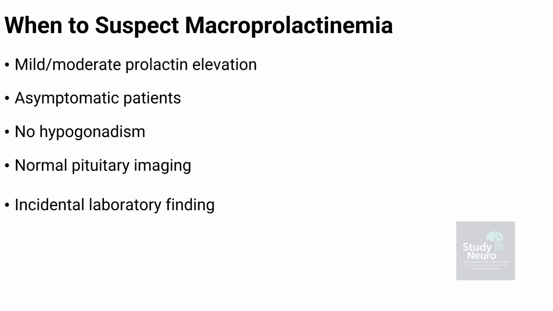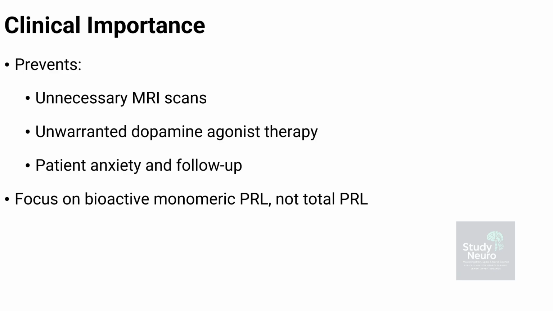Understanding macroprolactinemia is clinically important because it helps us avoid unnecessary tests and treatments. By identifying cases where the elevated prolactin is mostly the inactive macro form, we can prevent unneeded MRI scans, unnecessary dopamine agonist therapy, and the anxiety that comes with repeated follow-ups. The focus should always be on the bioactive monomeric prolactin. That's what truly drives symptoms and guides management, not just the total prolactin measured in the lab.